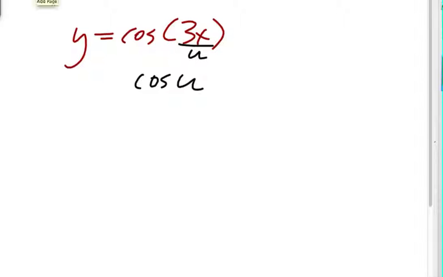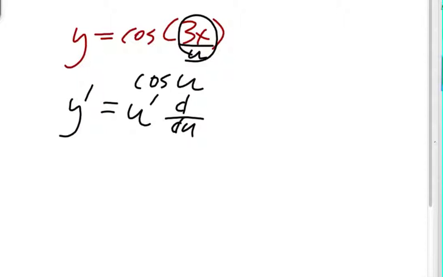And what the chain rule does is y prime then is going to be equal to the derivative of u, in other words, the derivative of the stuff inside of here, times the derivative with respect to u of your function with u in it. So in other words, instead of a 3x now, I'm going to put a u in its place.